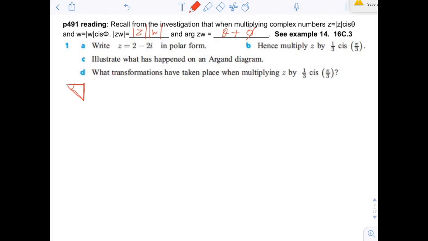So I would write that the length of the hypotenuse is 2 square root of 2, because if this is 2 and this is negative 2, then the hypotenuse would be 2 square root of 2. So I got 2 square root of 2 cis of negative 45 degrees, which is also negative pi over 4, right?